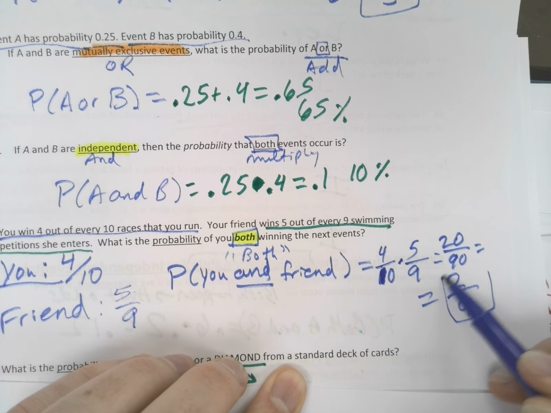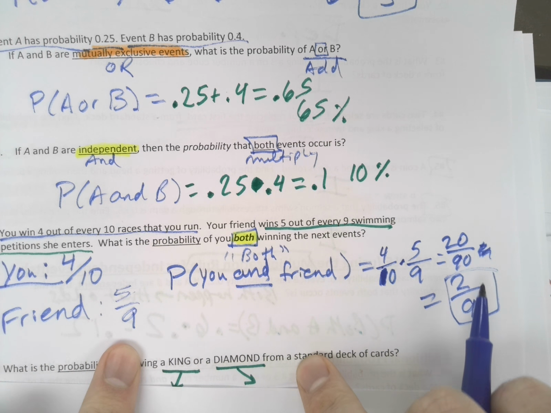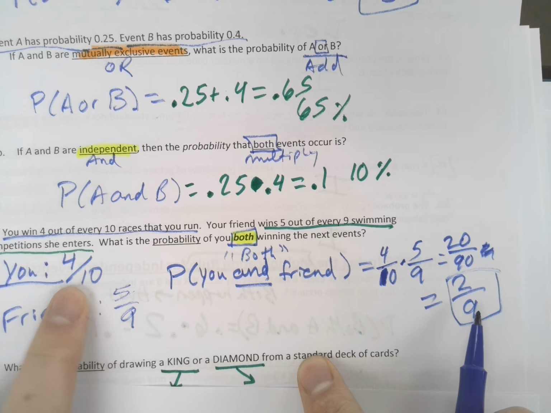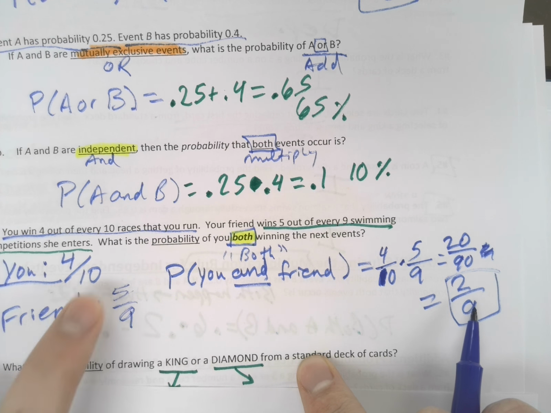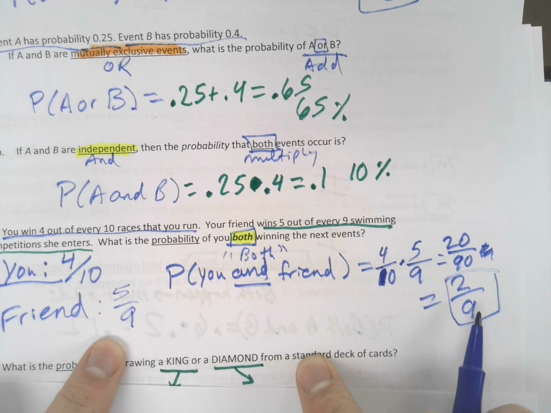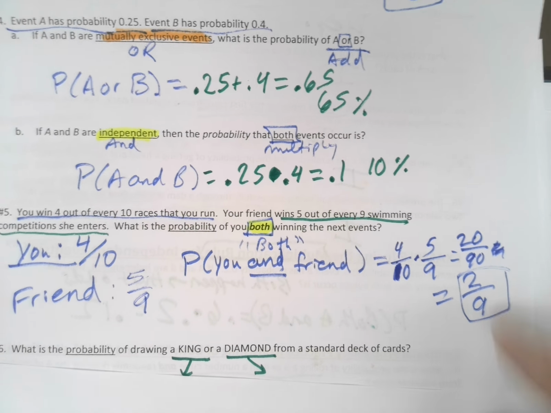So not very good odds. And which one of these do you think hurts our odds more? Us winning our race or our friend winning their swimming competition? Yeah, it's definitely us. We're kind of holding it back there. We only have a 40% win percentage, whereas they have almost a 60% win percentage. So we're the ones who kind of ultimately hold them back.